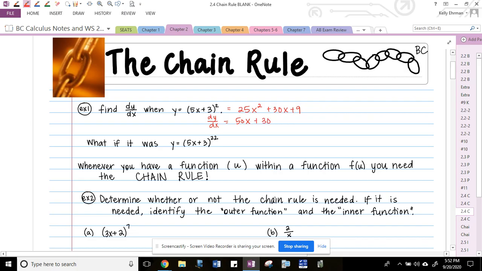So not too bad, but we run into a problem if this was 5x plus 3 to the 22nd, something I wouldn't want to expand out. Squaring a binomial isn't bad, but even raising it to a third power can be kind of annoying. So, you know, what if we had to do this? This is where the chain rule comes into play. So anytime you can rewrite a function, some function u, within a function, so it's like f of some sort of function u, you need the chain rule.